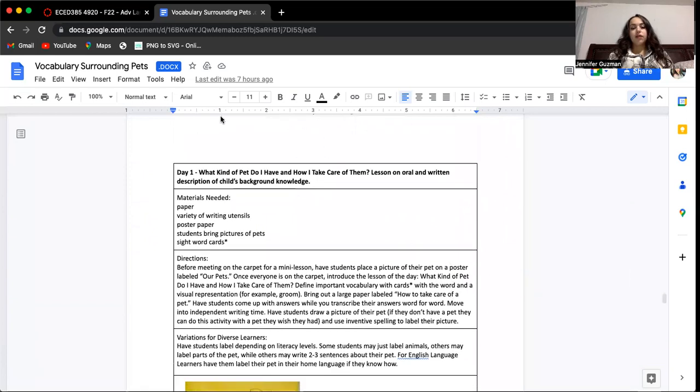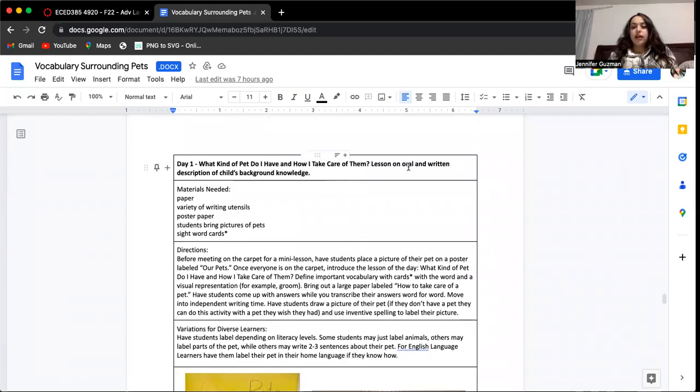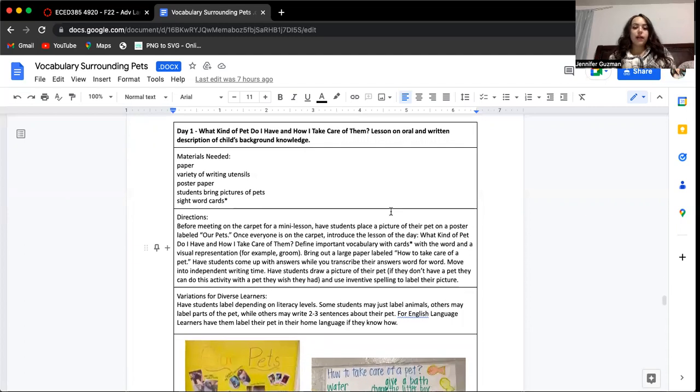All right, for our day one activity: what kind of pet do I have and how do I take care of them? So this would be for day one. Some materials needed would be paper, a variety of writing utensils, poster papers. Students can bring pictures of pets, sight word cards.